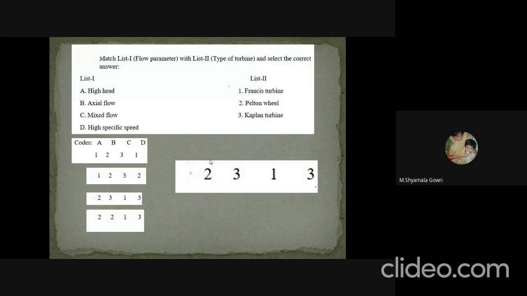So again, we have a match the list question. We have to identify the correct one. High head, Pelton wheels are having high head. Axial flow, Kaplan turbine is an axial flow. Mixed flow, Francis turbine is a mixed flow. And high specific speed, it is Kaplan turbine. So the answer is 2313 is the correct answer.